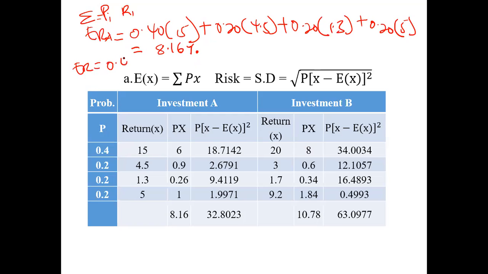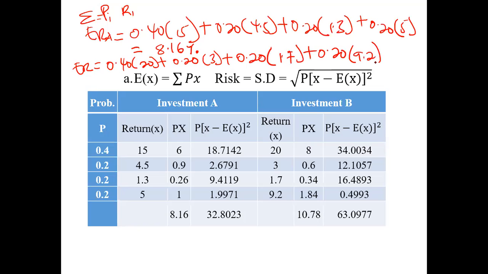If you do the same for asset B, the first probability was 0.40. Its associated return is 20. The second probability is 0.20, which is associated with a return of 3. The third probability is 0.20, which is associated with a return of 1.7. And the fourth probability is 0.20, which is associated with a return of 9.2. Okay. So once we sum this up, we are going to get 10.78%. Okay, and these are the expected return on asset A and expected return on asset B.